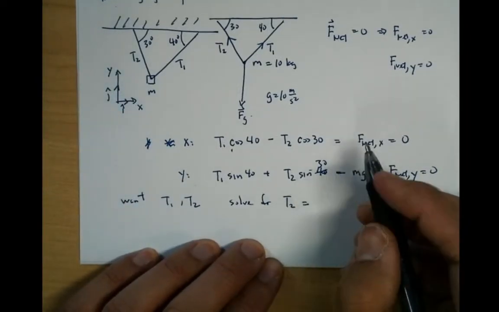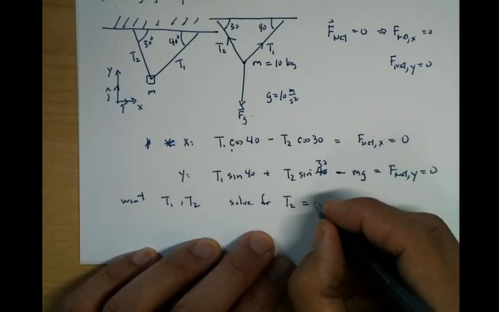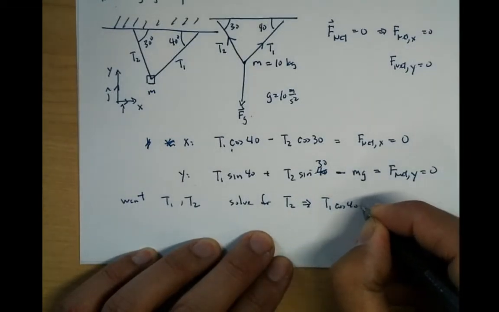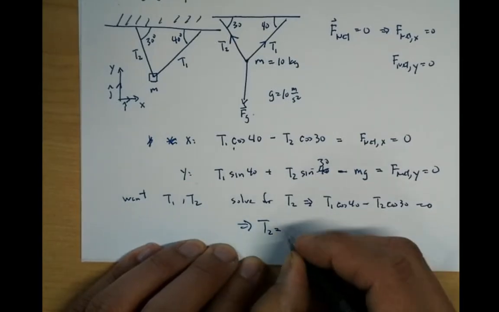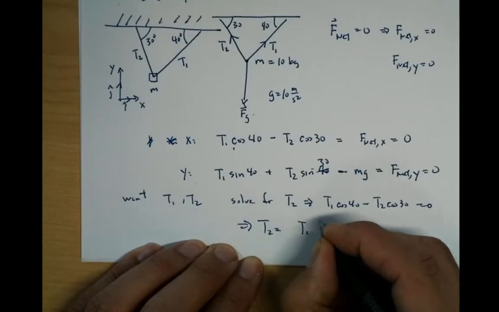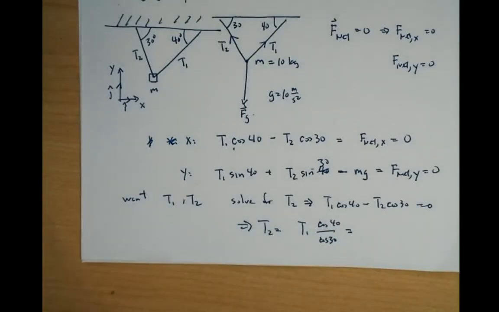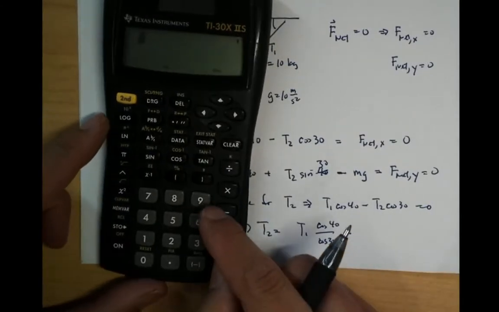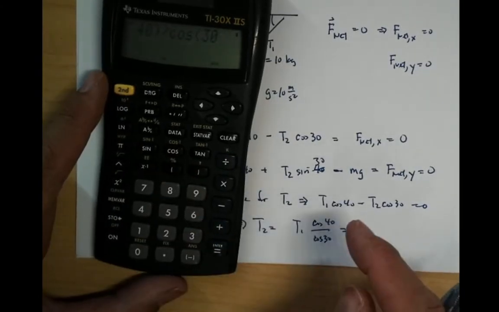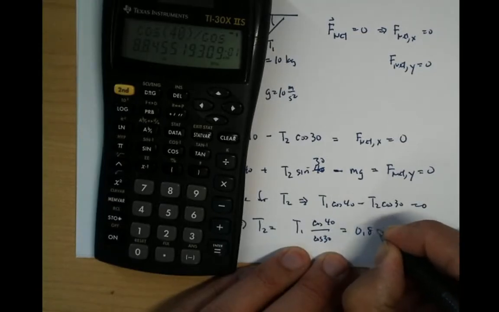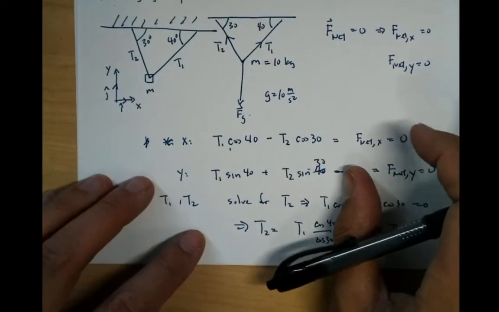So this one: T1 cosine 40 minus T2 cosine 30 equals 0. So T2 is equal to T1 cosine 40 over cosine 30. I can plug that number in now to make my life simpler. Cosine of 40 divided by cosine of 30 is 0.88. So T2 equals 0.88 T1. Simple enough.